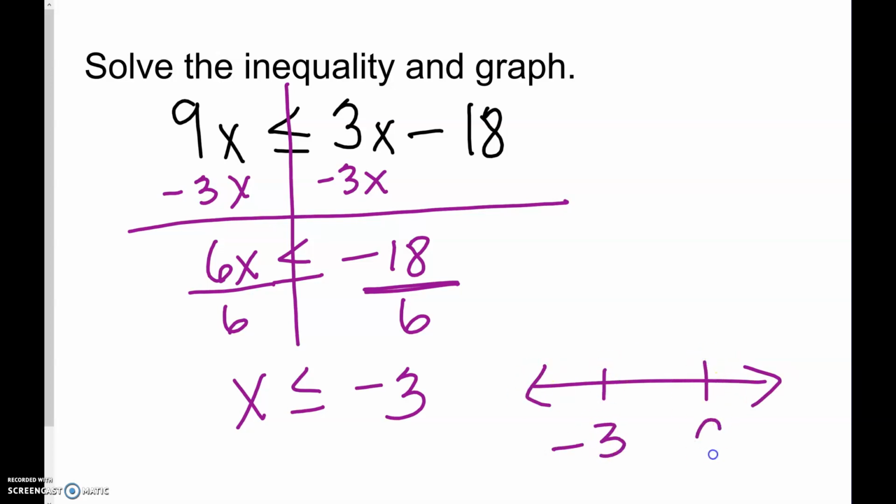So do we have open or closed circle at negative 3? This time it is a closed circle at negative 3, and it says any number less than, so we shade to the left.